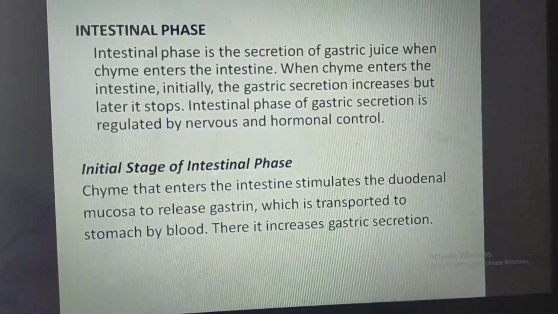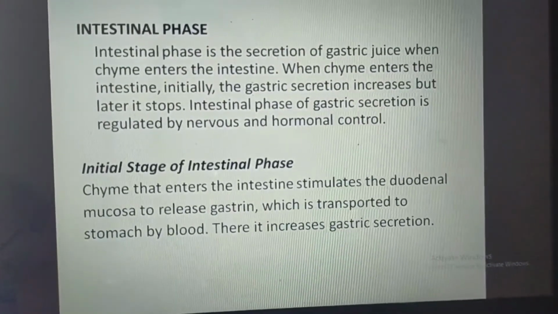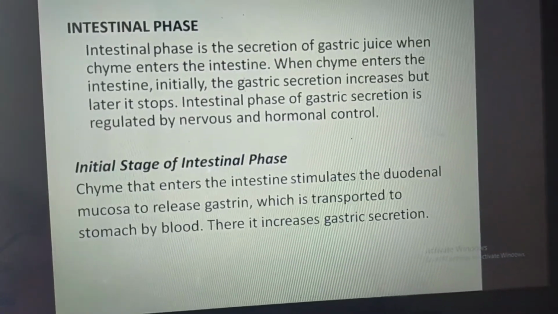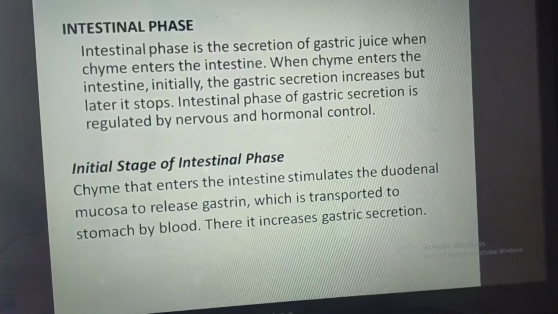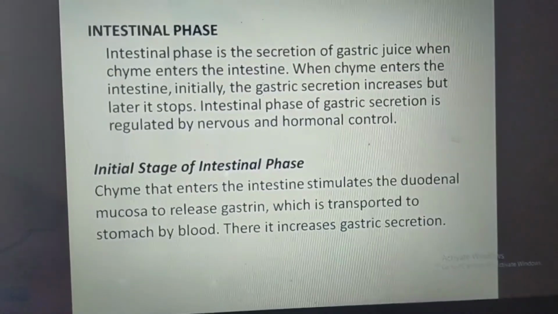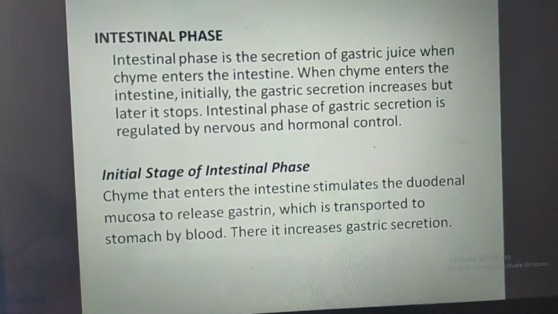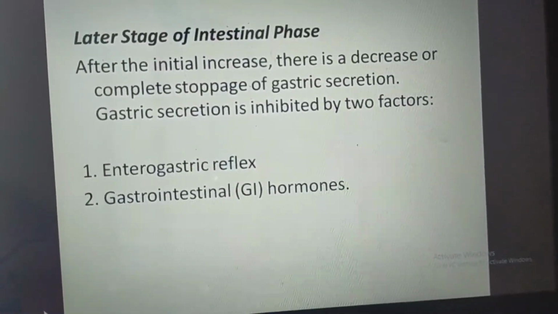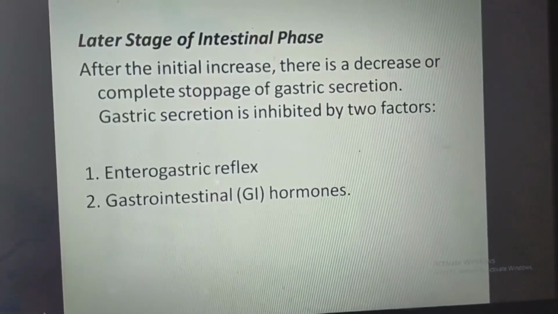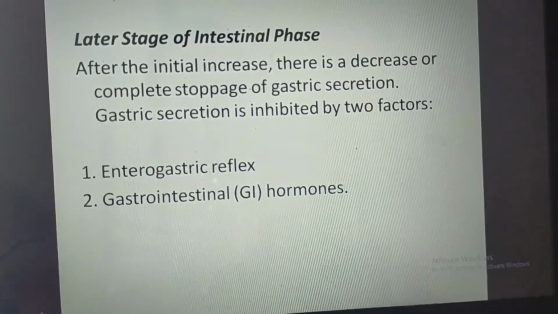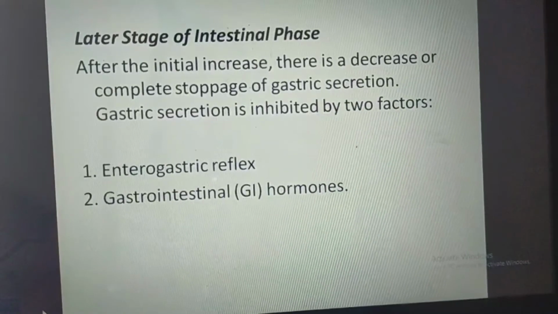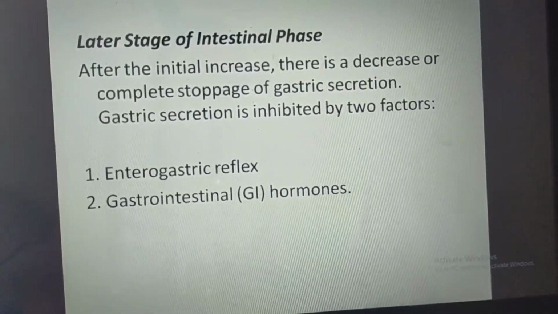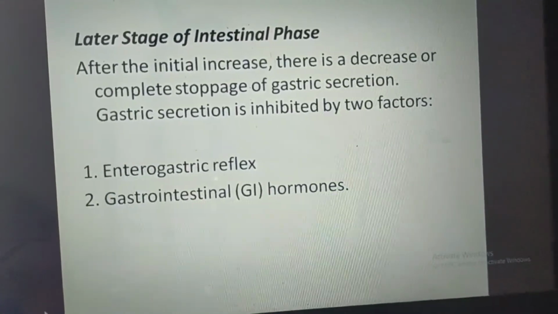Initial stage of intestinal phase. Chyme that enters the intestine stimulates the duodenal mucosa to release gastrin, which is transported to stomach by blood. There it increases gastric secretion. Later stage of the intestinal phase. After the initial increase, there is a decrease or complete stoppage of the gastric secretion. Gastric secretion is inhibited by two factors: enterogastric reflex and GI hormones.